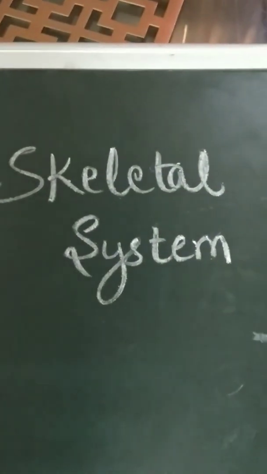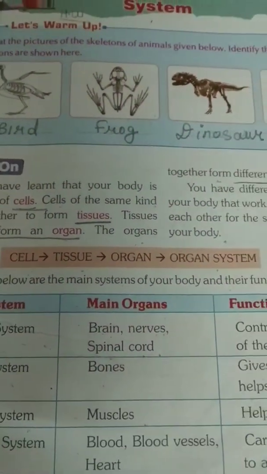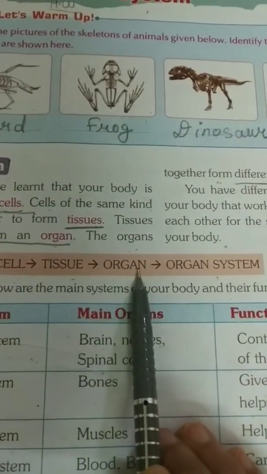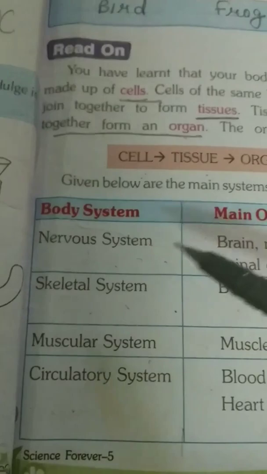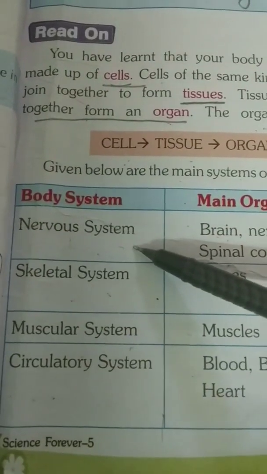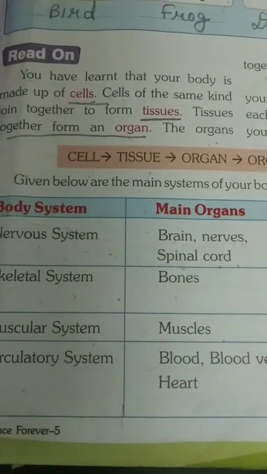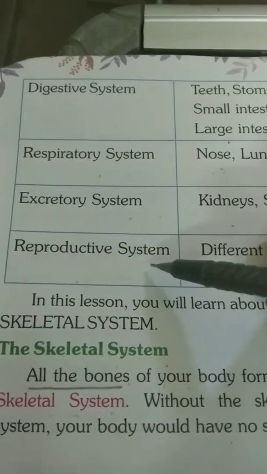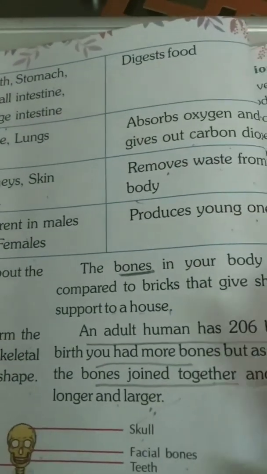In the skeletal system we discuss how cells form tissue, tissue forms organs, and organs form organ systems. Then we discuss the nervous system, skeletal system, muscular system, circulatory system, digestive system, respiratory system, excretory system, and reproductive system, their main organs and their functions. All this we discussed.